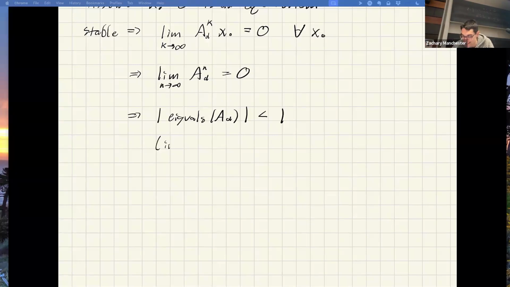So out loud, we say this is inside the unit circle in the complex plane, right? Because we can have complex eigenvalues. Yep.